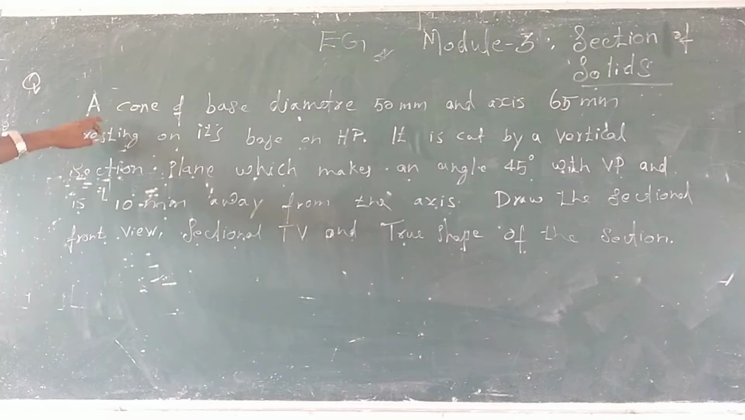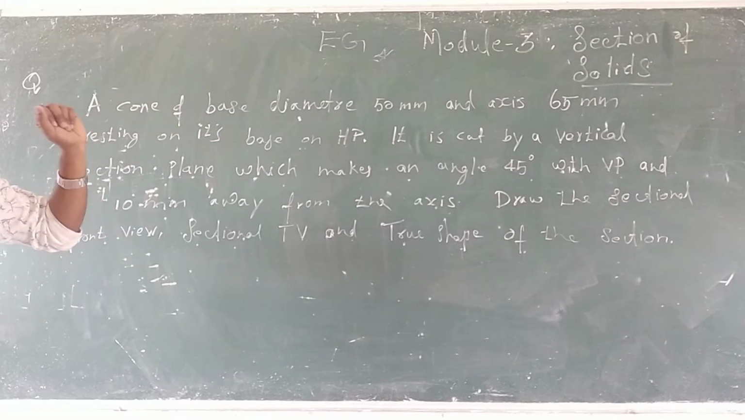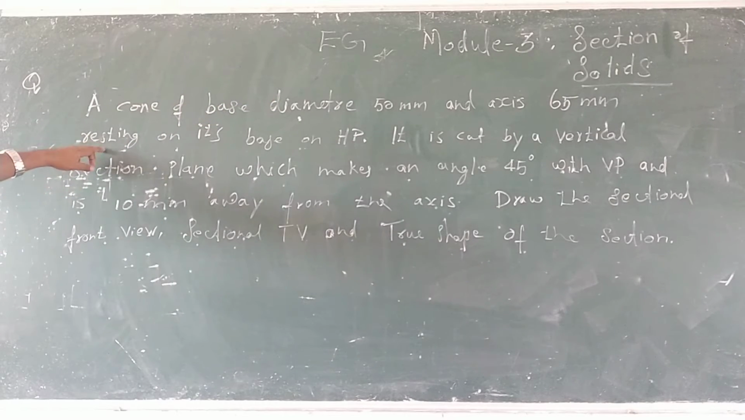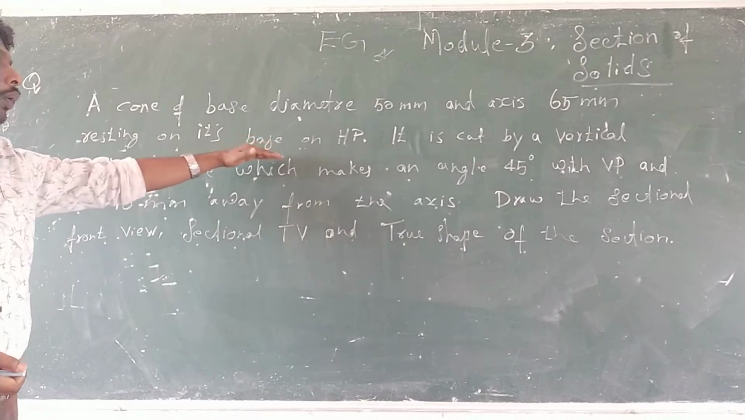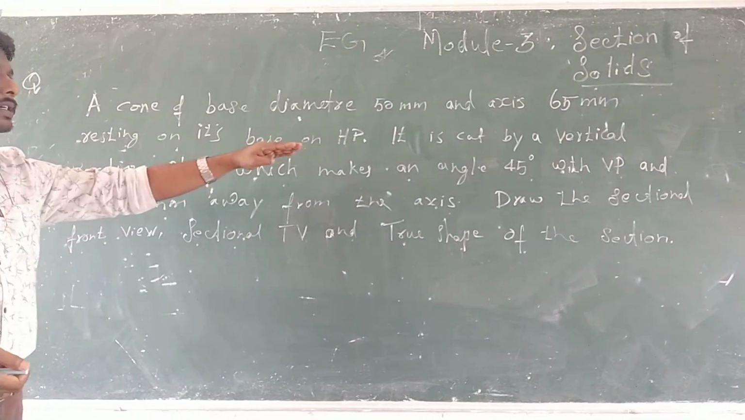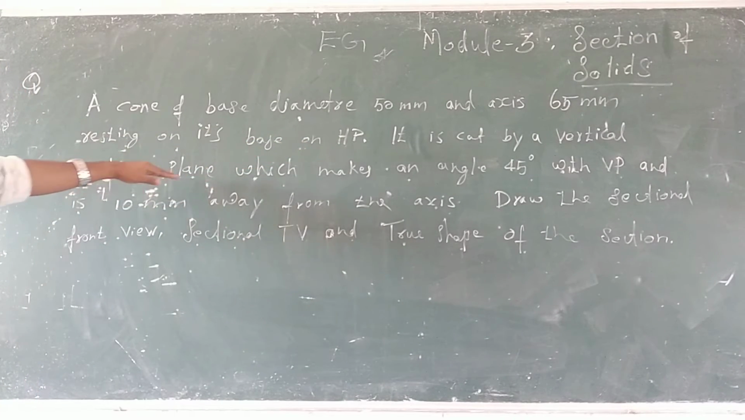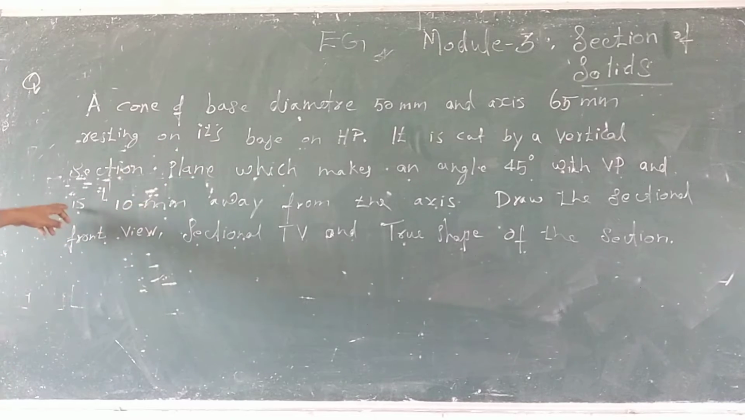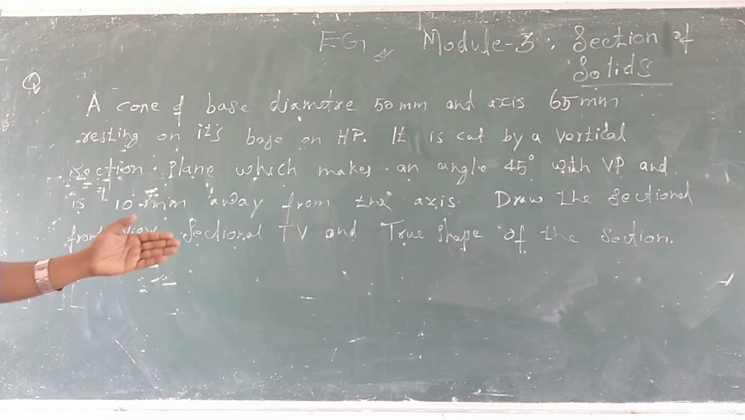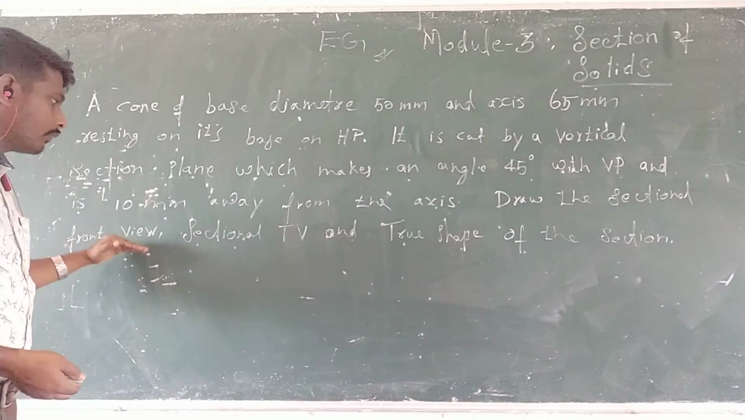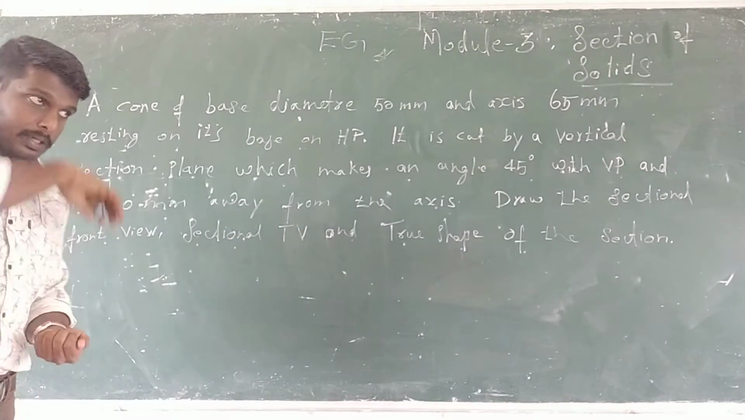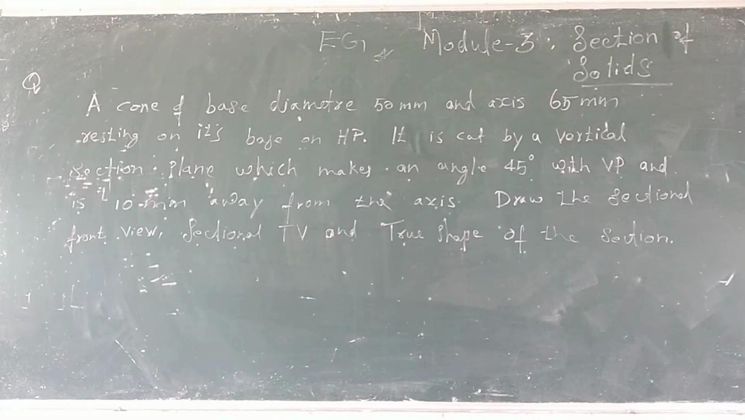So the question is: a cone of base diameter 50 mm and axis, that is the height, 65 mm is resting on its base on HP. It is cut by a vertical section plane which makes an angle of 45 degrees with VP and is 10 mm away from the axis. Draw the sectional front view, sectional top view and true shape of the section. Write out the question and I will explain how to draw the figure.